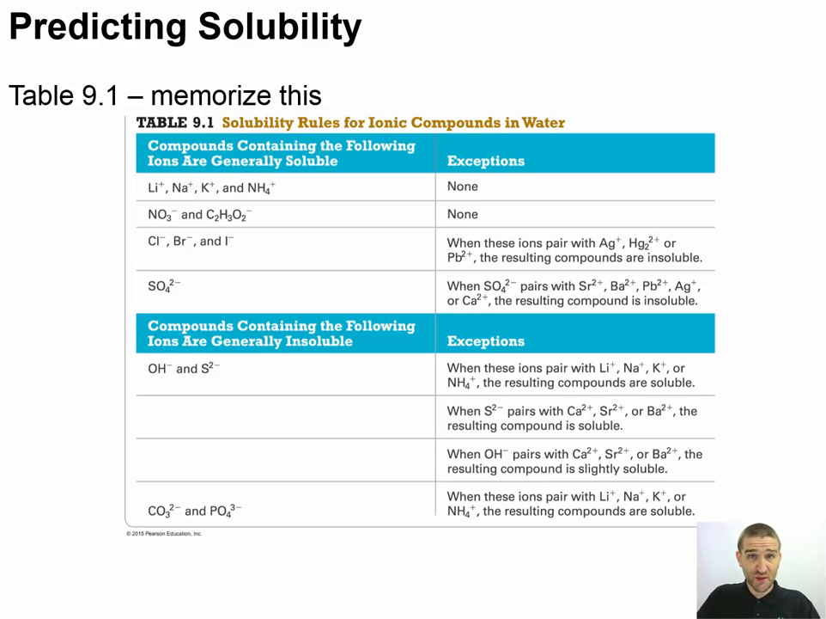A lot of people find solubility to be a tricky thing to predict. And usually the reason for that is that they focused on memorizing rules and thought that the exceptions were the least important part. Really, both of these are going to be really critically important.